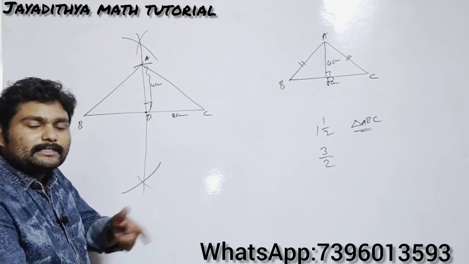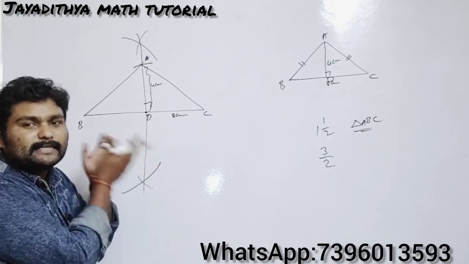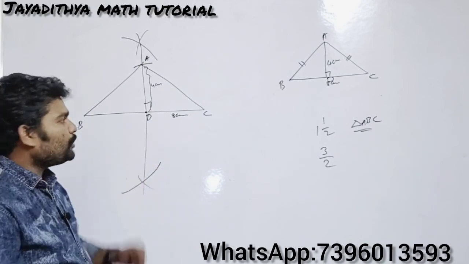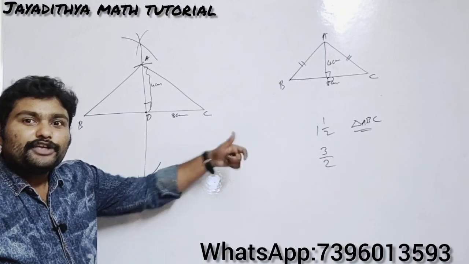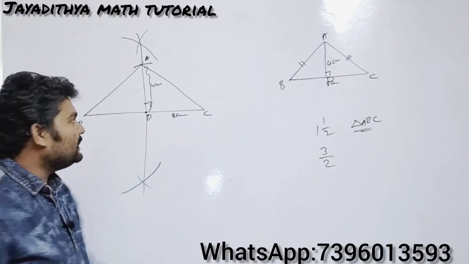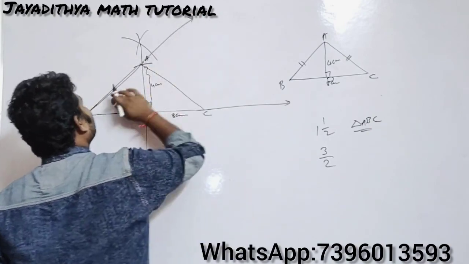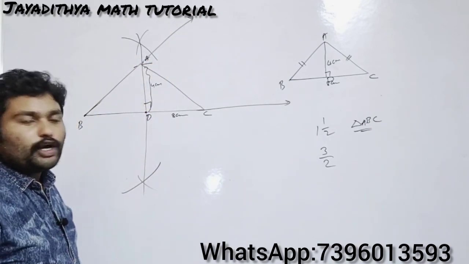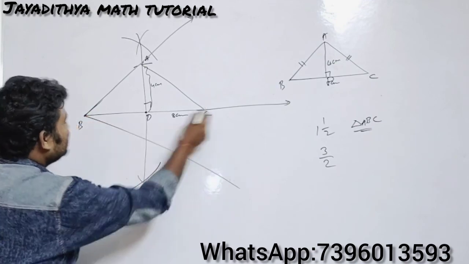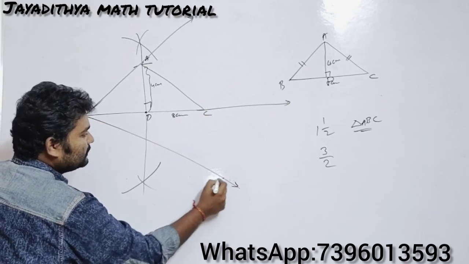After this, what you need to do? From here onwards, the problem is exactly the same as the first problem we discussed. Here the scale factor is 3/2, so we should get an enlarged figure. Extend BC, and you should also extend BA. After that, draw an acute angle CBX.